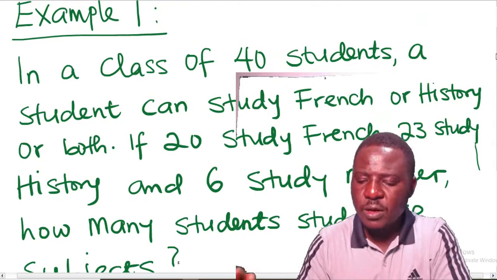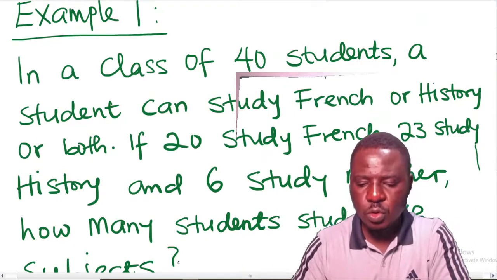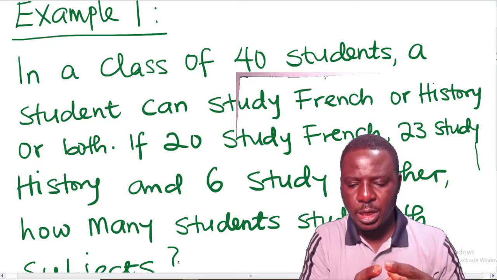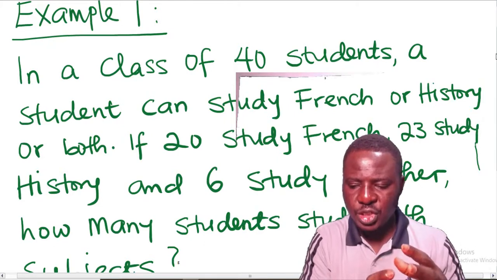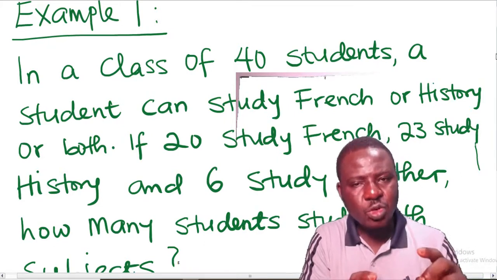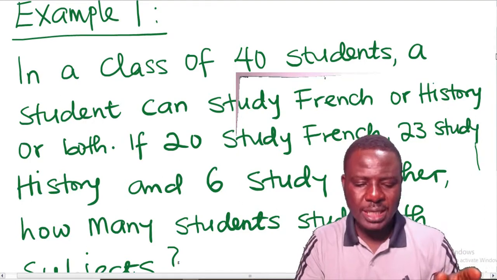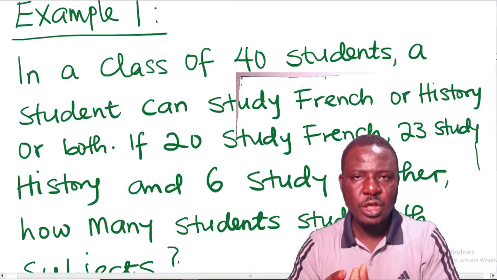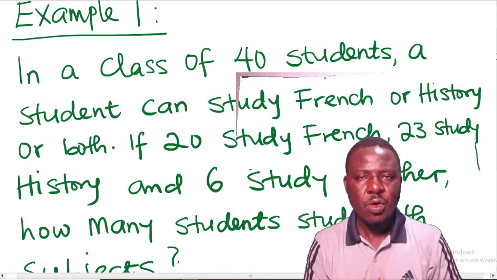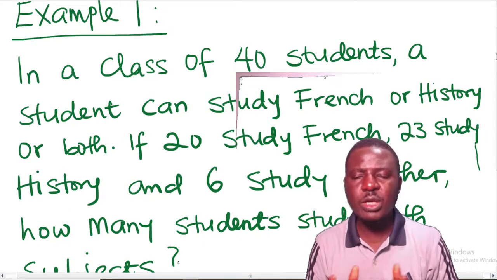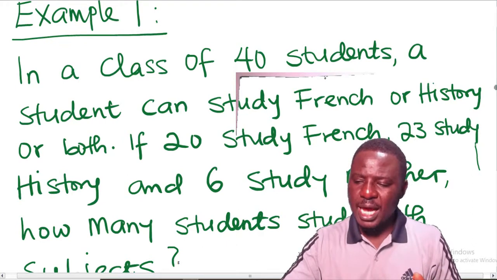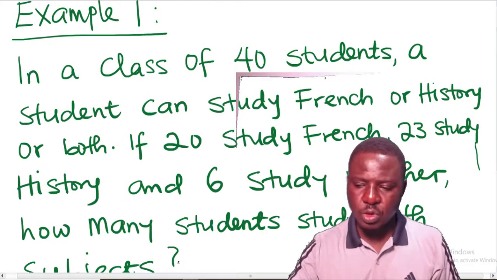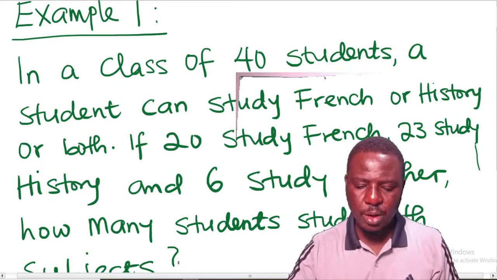A student can study French or history or both. What that means is we have two subjects under consideration, which is French and history, and each student can study at least one, by saying a student can study French or history or both. Meaning we have some students that studied only French, while some studied only history, while you may have a particular set of students that will study both French and history. So this has introduced us into two set problems. So we can use two subsets in solving this particular question.